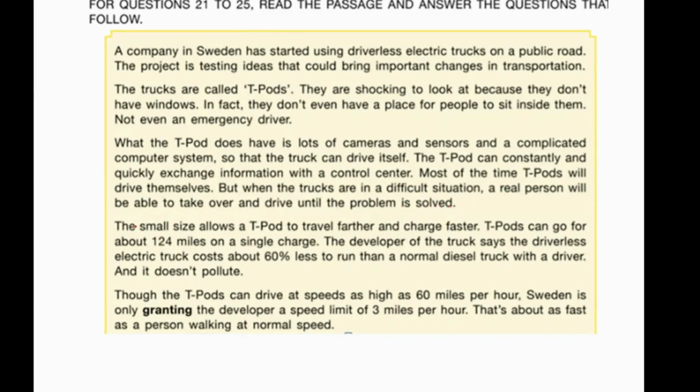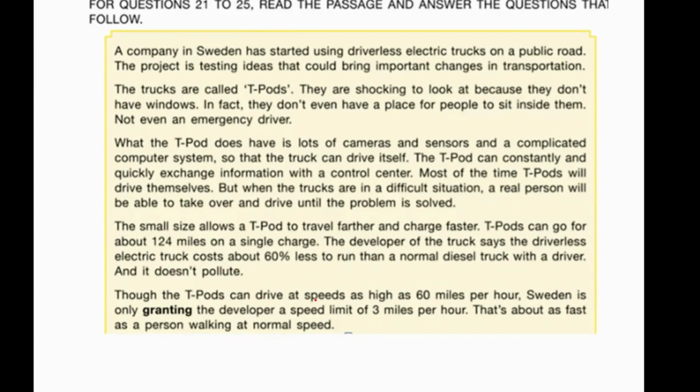Okay, the small size allows a teapot to travel farther and charge faster. Teapots can go for about 124 miles on a single charge. The developer of the truck says the driverless electric truck costs about 60% less to run than a normal diesel truck with a driver, and it does not pollute.